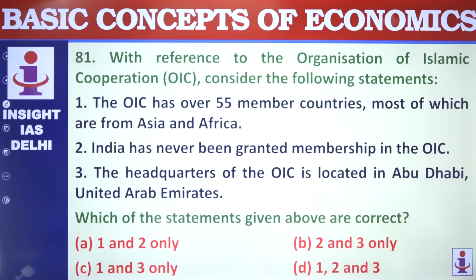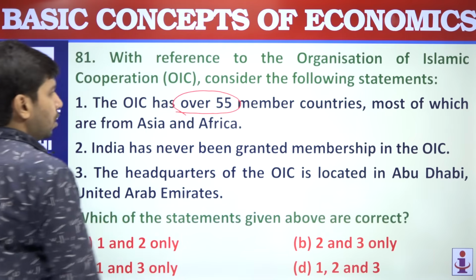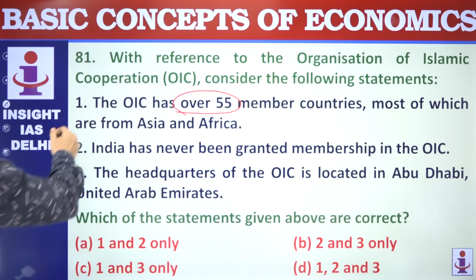Here onwards we have current affairs related questions. Organization of Islamic Cooperation has over 55 members. This is a very factual thing that you should remember, how many members are there. It is nearly 57 members, most of which are from Asia and Africa. Yes, this is correct.